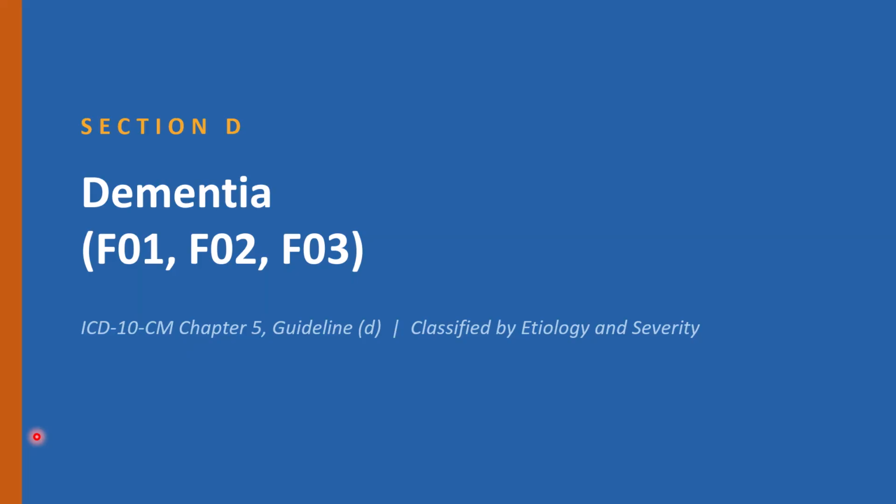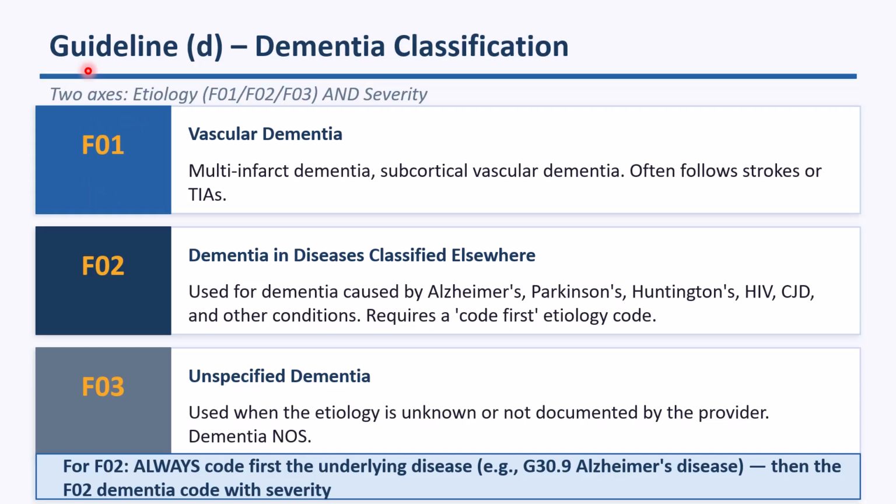Section D, dementia. ICD-10-CM classifies dementia under three main categories, F01, F02 and F03. Your choice of category is driven by the etiology, that is the underlying cause. F01, vascular dementia. This is dementia caused by blood vessel problems in the brain, things like multi-infarct dementia or subcortical vascular dementia following strokes or TIAs.